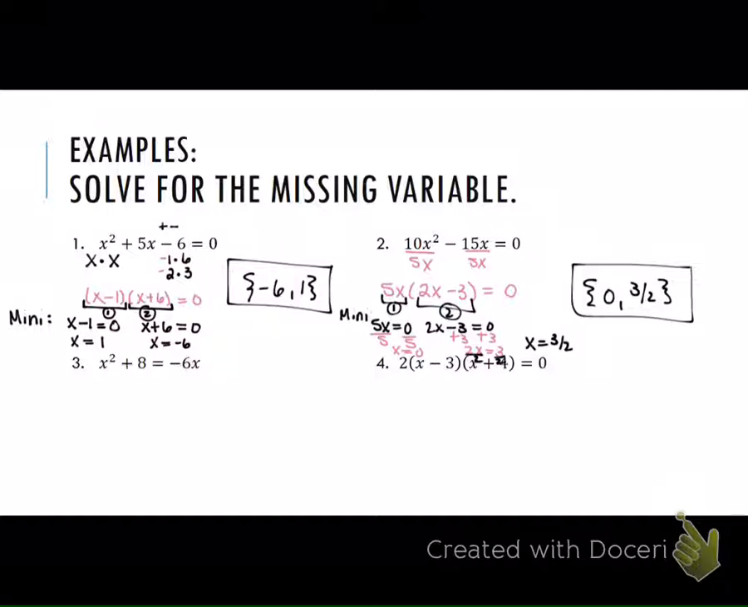Colin, you need to add 6x to the other side to make it equal to 0. Make sure you put it in standard form when you do that, so the 6x needs to go between. Do you guys see that?